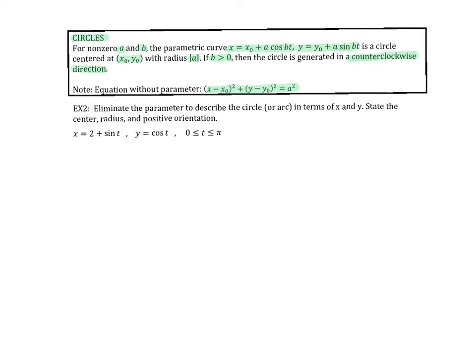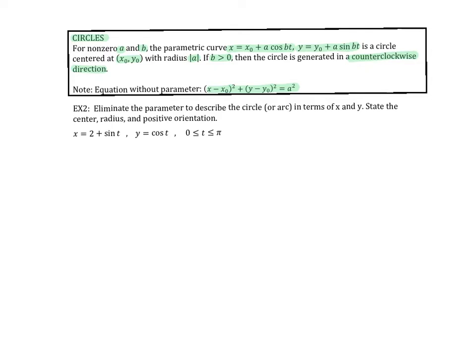I'm going to mix it up a little bit because remember I said this is one way to describe a circle. In example 2, it says eliminate the parameter to describe the circle or arc. It might not be a full circle in terms of x and y. And then we're going to state the center, the radius, and the positive orientation. Well, what you should notice here is my x value is written in terms of sine, not cosine, and my y value is written in terms of cosine, not sine, and it's still a circle.